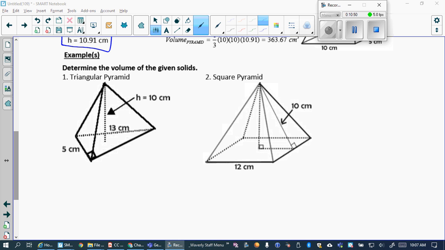So we've got 5. We need this perpendicular side here for the triangle, right? What is it? What's the length of the side?